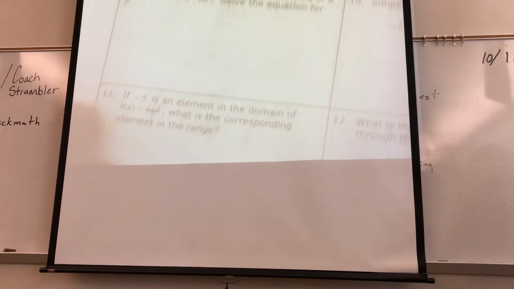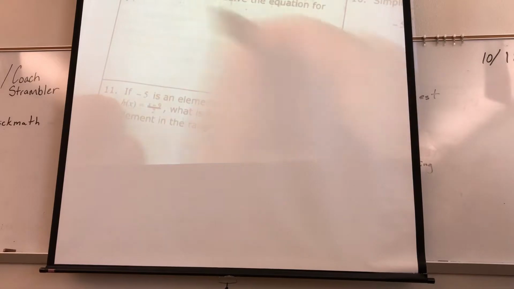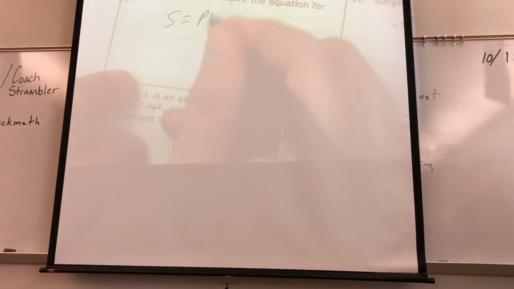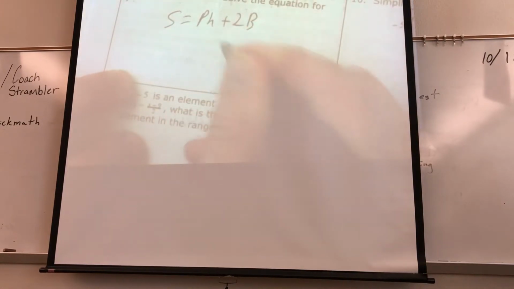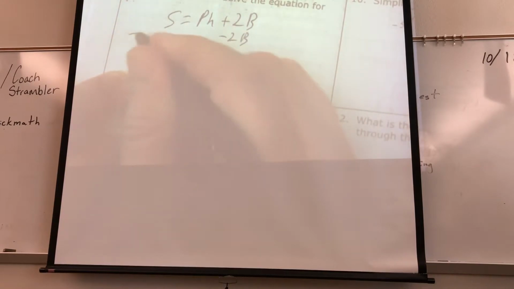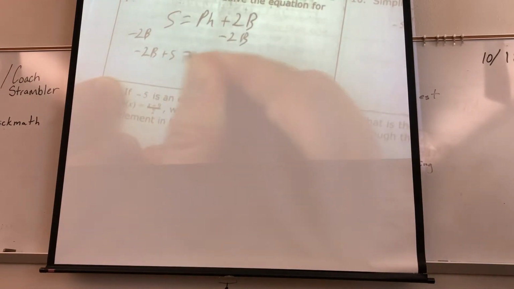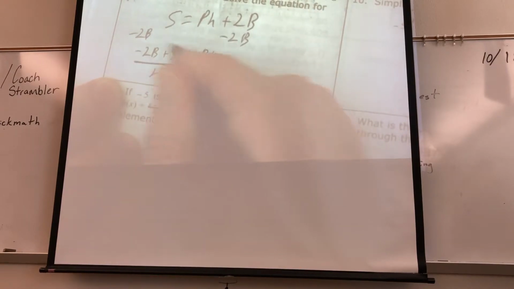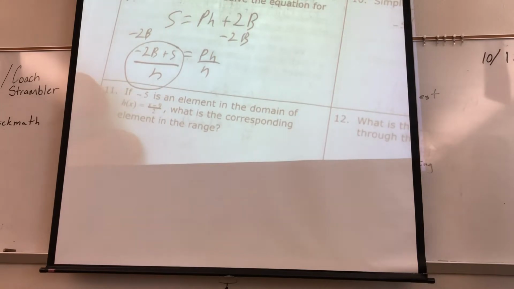On number 9, solve this equation for p. That's s is equal to ph plus 2b. You would subtract 2b from both sides. That's a negative 2b plus s is equal to ph divided by h. So all this over h. This would be your answer.